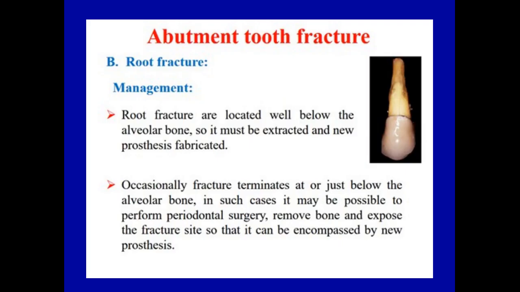As for the management, if the root fracture is below the alveolar bone, the tooth must be extracted and a new prosthesis fabricated. Sometimes the fracture terminates at or just below the alveolar bone. In such cases, surgical crown lengthening or orthodontic extrusion can be done to expose the fracture site and to fabricate a new prosthesis, either a crown or FPD.